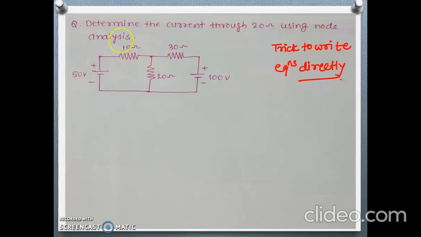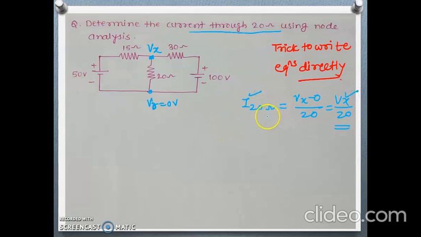We are going to write the equations here. This is the same question we have solved in this lesson. This is one node, we have named it Vx. This is the reference node, V reference, so this is 0 volt. Now we want the current flowing through this 20 ohm. So the current flowing through 20 ohm will be Vx minus V reference 0, divided by 20. That means Vx divided by 20. This will be our answer. When we find Vx, we will get this I 20 ohm very easily.